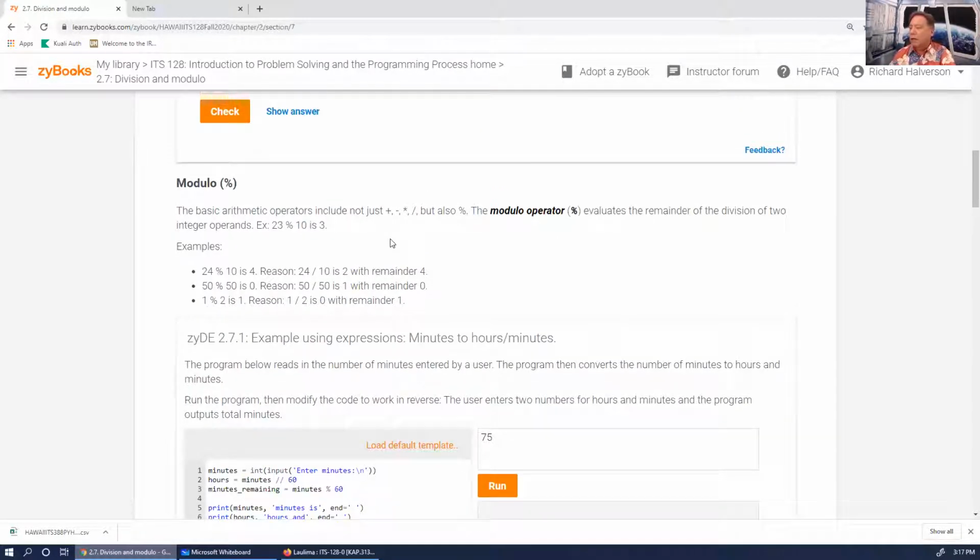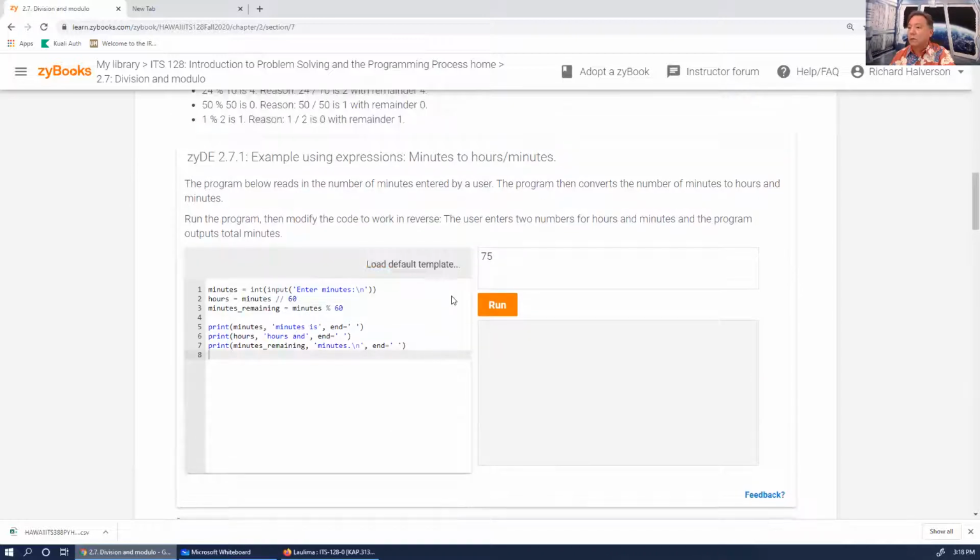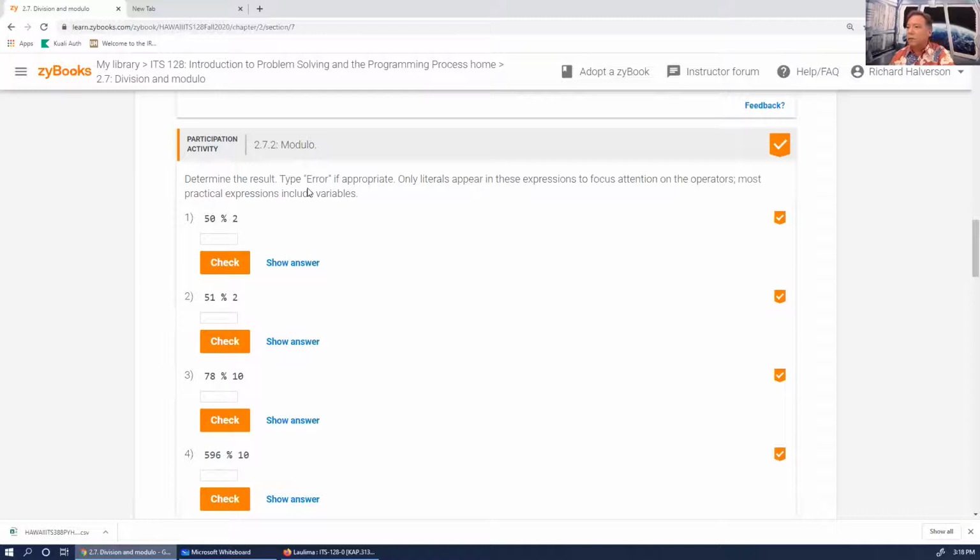Okay, so modulo is just like, you remember when you were in grade school and you learned how to divide. You hadn't learned about fractions yet. You just asked how many times does 3 go into 7? Well, 3 times 2 is 6, so that takes care of 6, so it's 2. But then there's this extra one left over. That's the remainder. So that's what the modulo is. So determine the result. Type error if it's inappropriate.